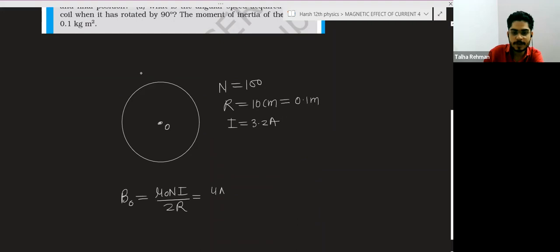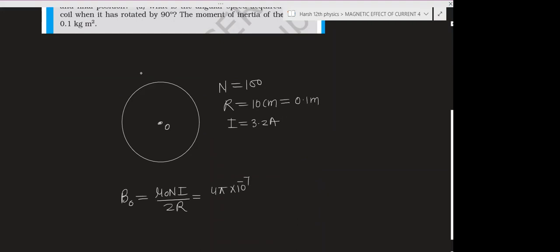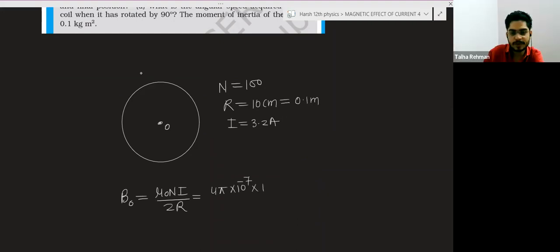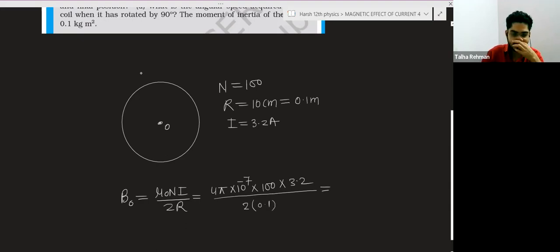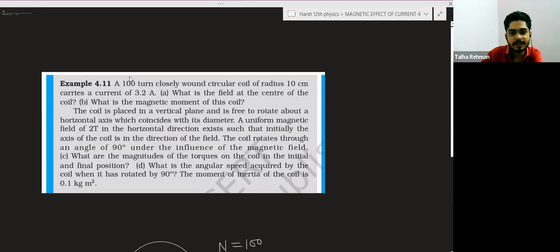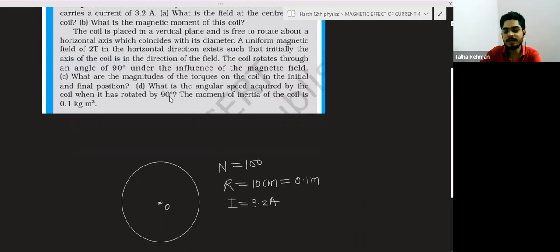Mu naught is 4 pi into 10 to the power minus 7. Number of turns 100, and current is 3.2 ampere. This is divided by 2 into radius 0.1. We'll get the answer 2 into 10 to the power minus 3 Tesla. If you want to calculate the direction, here the direction of the current is not given.